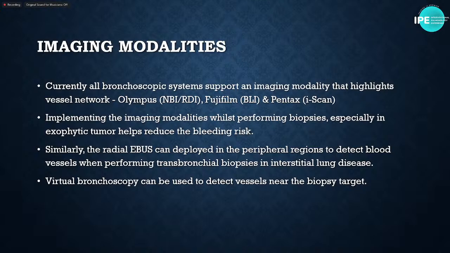A somewhat newer trick that interventional pulmonologists use here in Germany is using the radial EBUS when doing the transbronchial cryobiopsy of interstitial lung disease, where they look for vessels in place at the zone that they want to take the biopsy at. And when the radial EBUS is negative, they would then do the cryobiopsy.